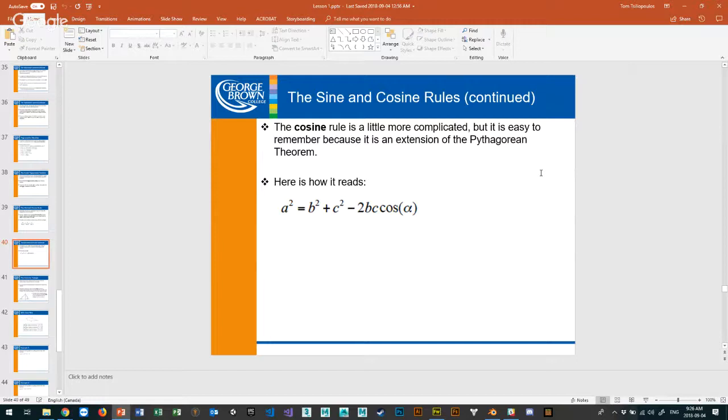But I can use an angle, and I can use, as an example, this cosine rule, as opposed to when I don't have a right angle triangle. Okay.